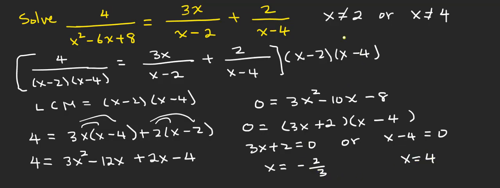But remember, x cannot equal 2 and x cannot equal 4. But we have x equals 4. So this is an extraneous solution, a solution that looks like a solution, but it's not. So we only have one solution, which is x equals negative 2 over 3. So again, you need to be careful about whether you have an extraneous solution when you solve rational equations.